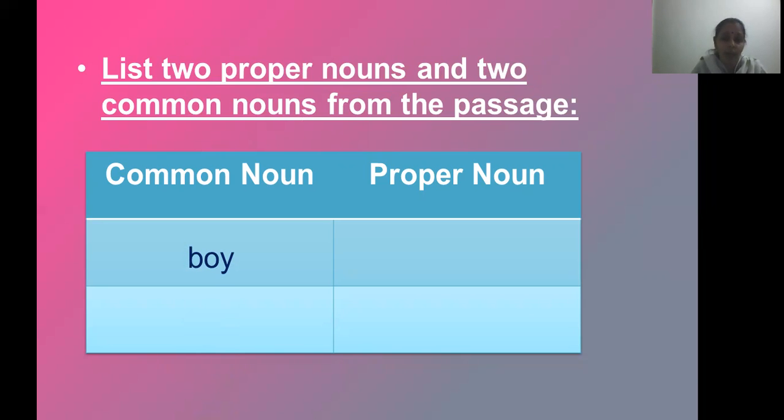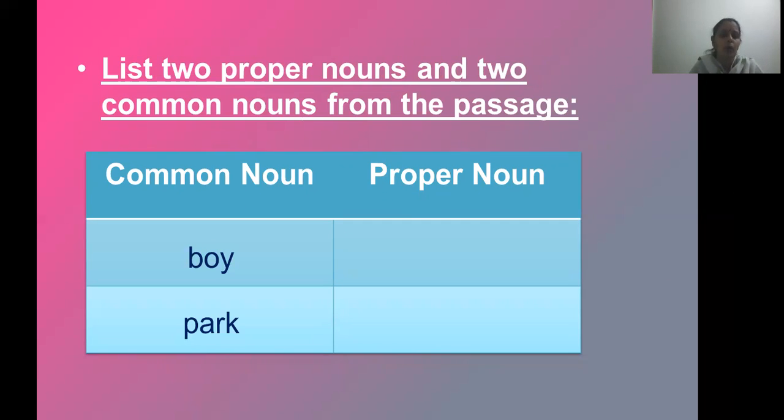Where did he go every day with his mother? He went to the park with his mother. So park again is a common noun. So I'll write park again below common noun.